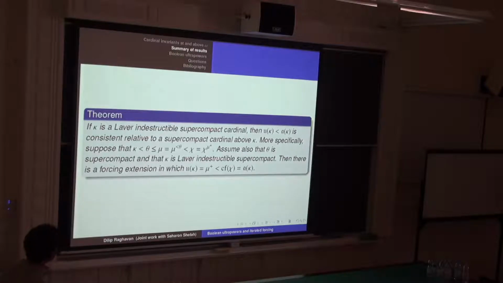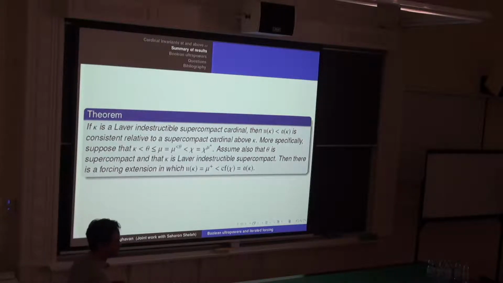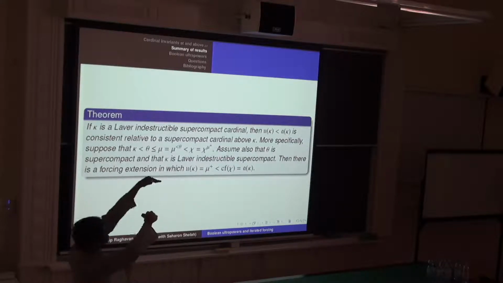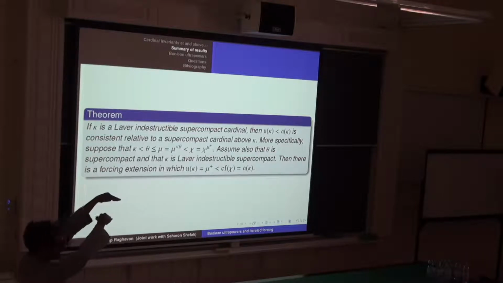Now for the U and A, this answers your question, Mirna. If you start with the Laver indestructible supercompact cardinal, so kappa is now a Laver indestructible supercompact cardinal, then you can have a model where U kappa is less than A kappa. But this is consistent relative to a supercompact cardinal that sits above kappa. So if you want to prove the consistency of U kappa less than A kappa at a supercompact, you need a supercompact above that, and then the value of U kappa will jump above the one that's above.